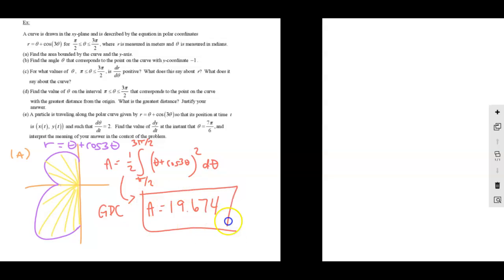19.674. I'm not hugely worried about these units because the last question, I knew it, we didn't really end up caring. But there we go. There's our area. Not super bad. There we go. Part B.